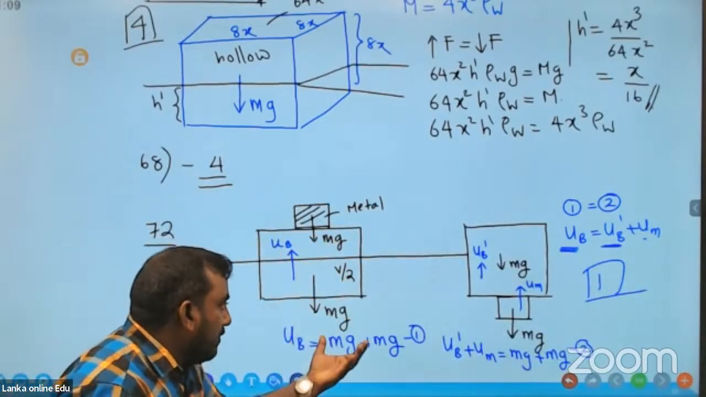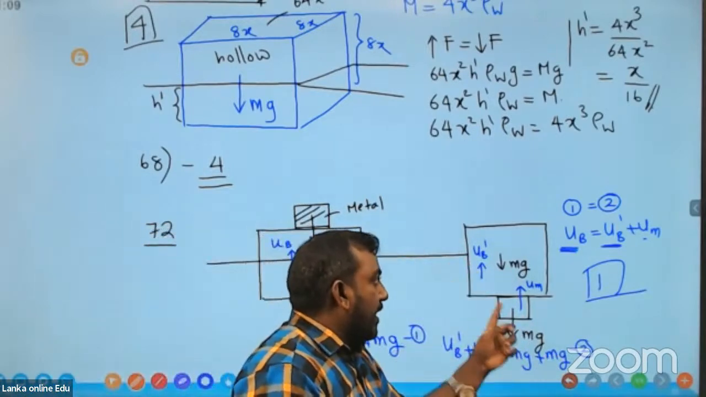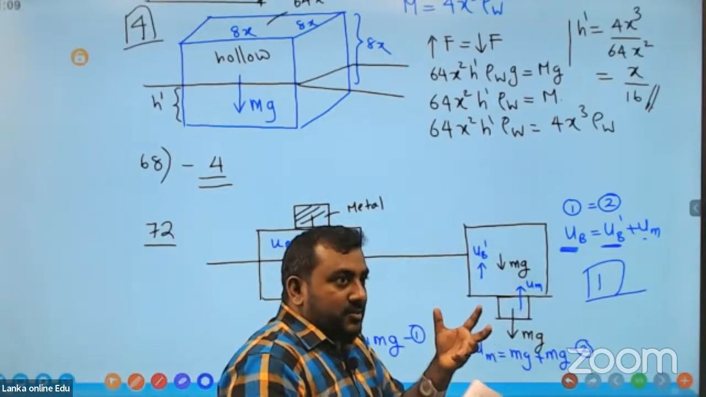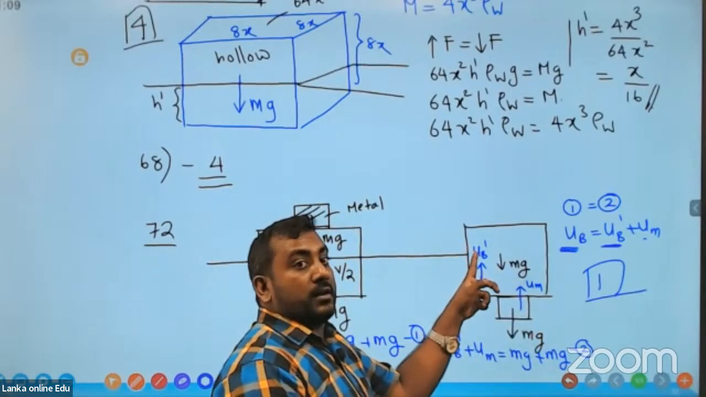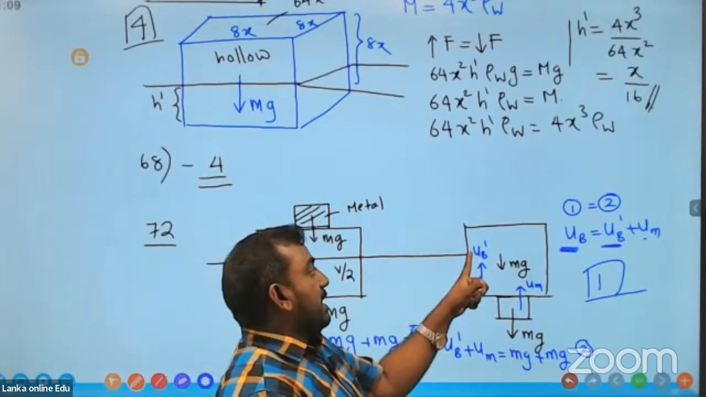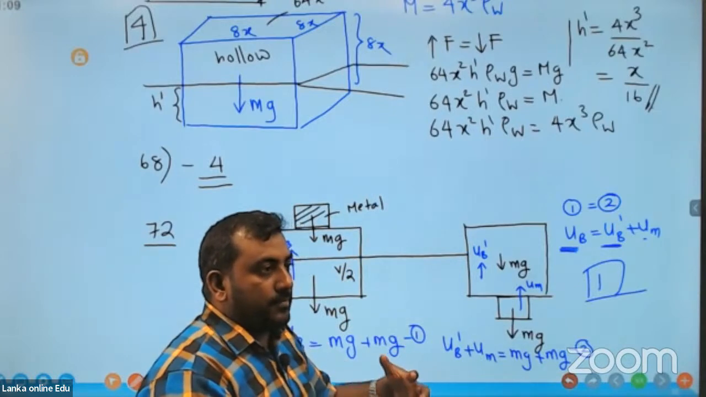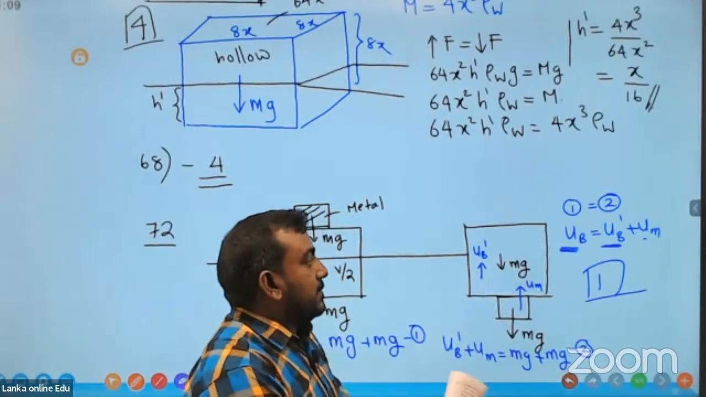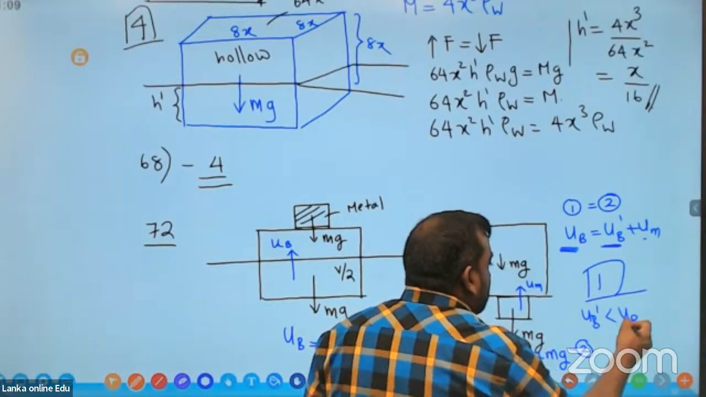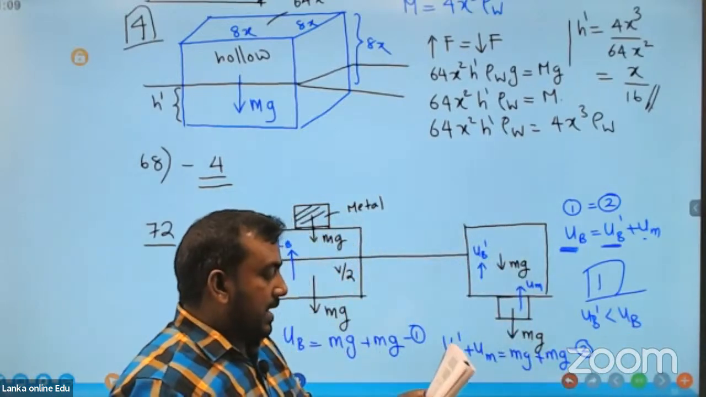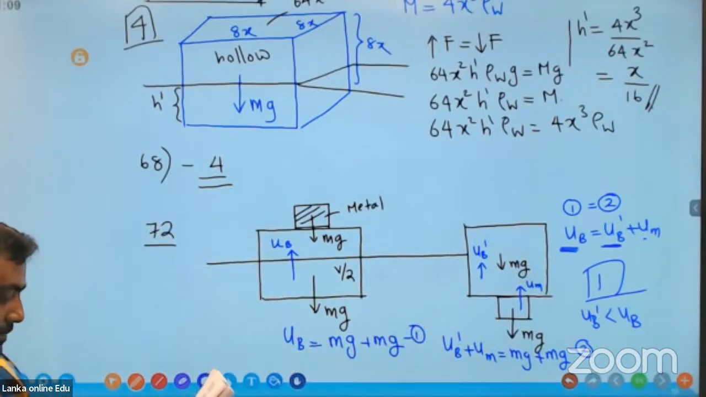Earlier, the total weight was balanced by the upthrust on the block. Now, for the total weight, there is upthrust on the metal too, so part of that is now taken by the metal. The remaining only will be taken by the block, not the whole thing. So the upthrust on the block is lesser, UB dash is smaller than UB. Upthrust is lesser means submerged volume is less. Answer is answer number 1.